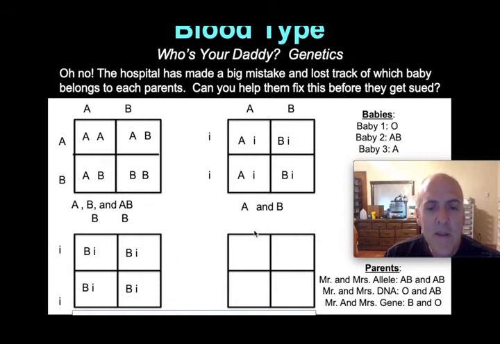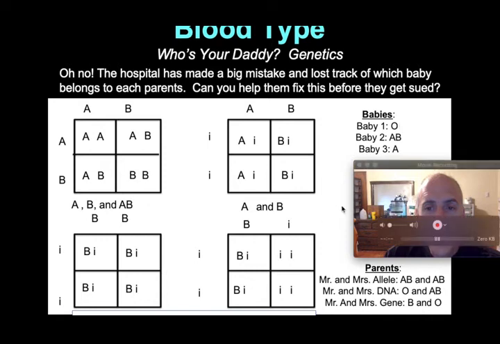But if one of the parents is recessive for B, or heterozygous for B, you have the I, you have BI. So here's a type B, here's a type O, another type B, and another type O. So yes, Mr. and Mrs. Gene could have the type O baby.